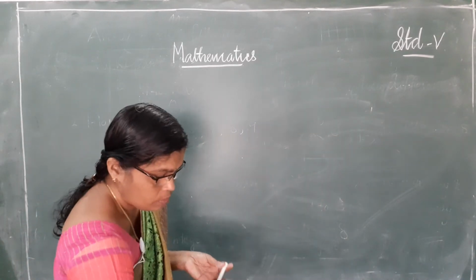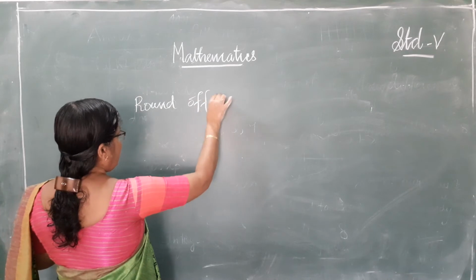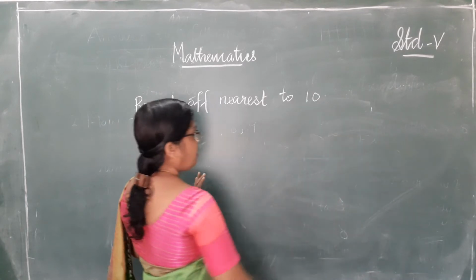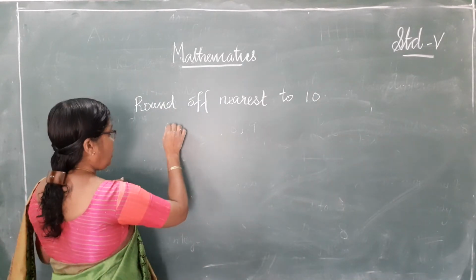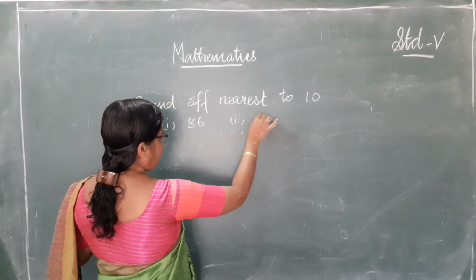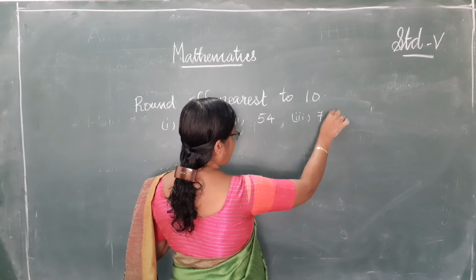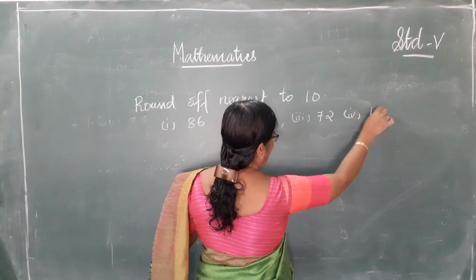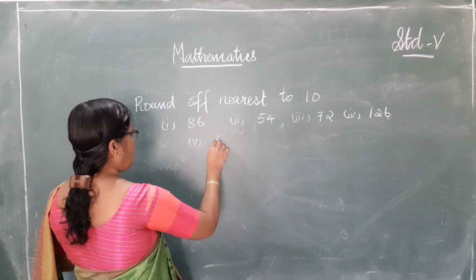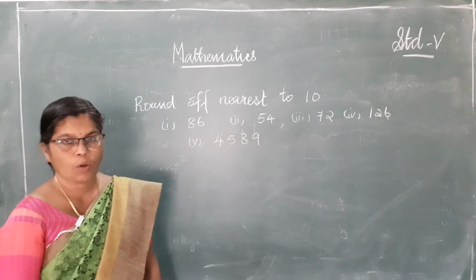Let's round off. First question: round off nearest to 10. The numbers are: first number 86, second number 54, third number 72, fourth number 126, fifth number 4589. These numbers we have to round off nearest to 10.